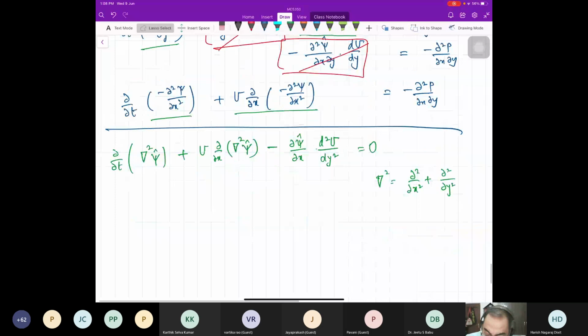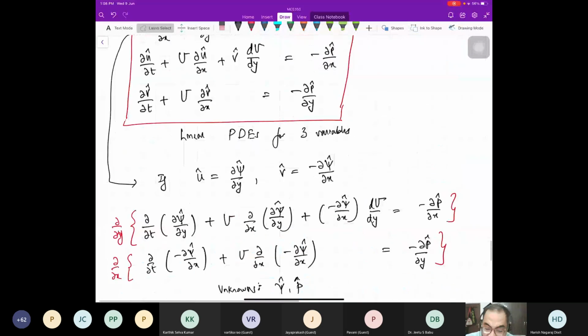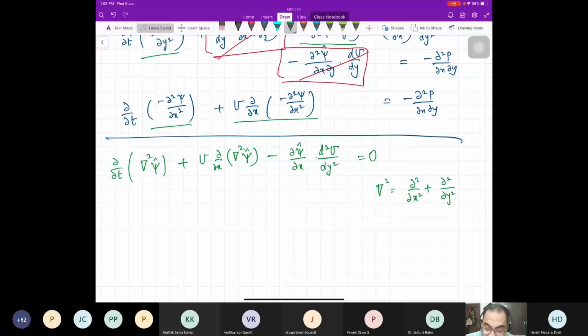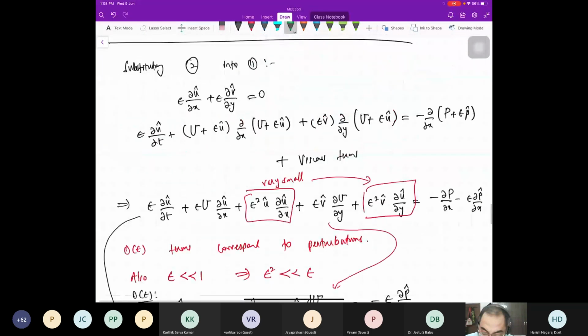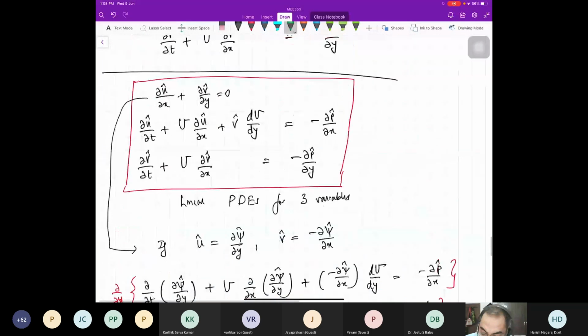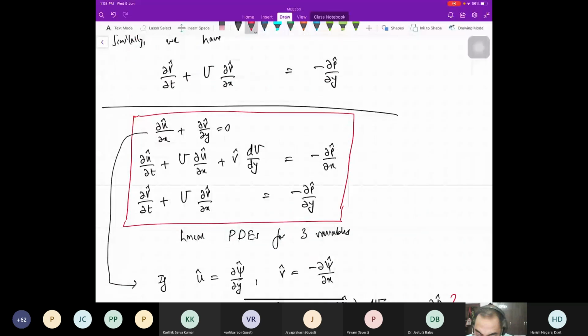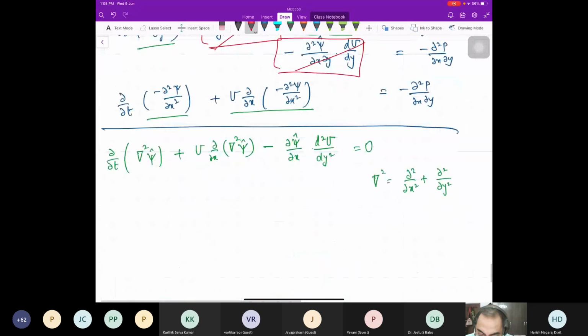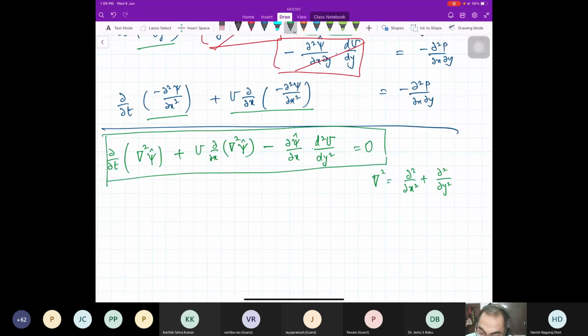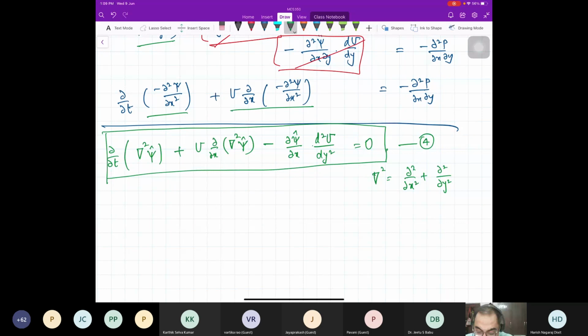Okay, this is my full equation. Let's call this equation maybe 3. Have I used 3 already? 2. Okay, we'll call this 3. We'll call this 4. Okay, so this equation is a single equation. Now we can write this in a more compact form. You see del square psi is appearing 2 times. The Laplacian of psi is appearing 2 times. So I can combine them.